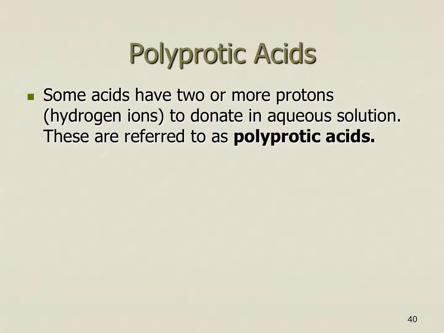So what happens with polyprotic acid? A polyprotic acid is one that has more than one proton, so at least two protons that it can donate. And I mentioned this earlier. Remember that they won't donate them all at once. They're going to do it in two steps. And so we can set up an acid equation for each of the different ions.